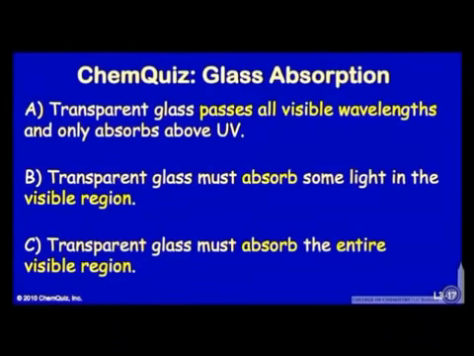Let's look at an argument for each of the answers. A, transparent glass passes all visible wavelengths and only absorbs above the UV. Or B, transparent glass must absorb some light in the visible region. Or C, transparent glass must absorb the entire visible region. Think about those alternatives and make another selection.